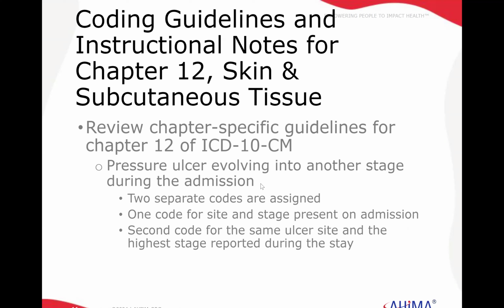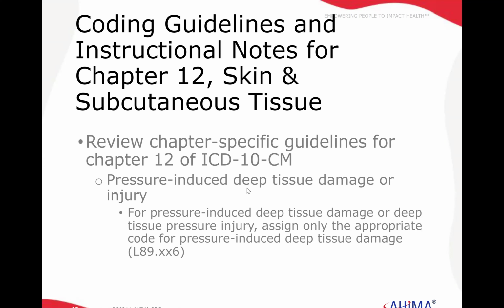If a pressure ulcer is evolving into another stage during admission, two separate codes are needed, one for the site and stage when the patient is admitted, and one for the ulcer site and the highest stage during the patient's admission. Sometimes we have pressure-induced deep tissue damage, and then we would only assign the appropriate code for the pressure-induced deep tissue damage, the L89.XX6 code.